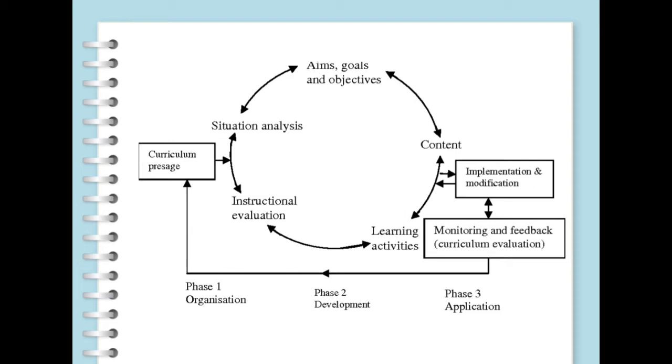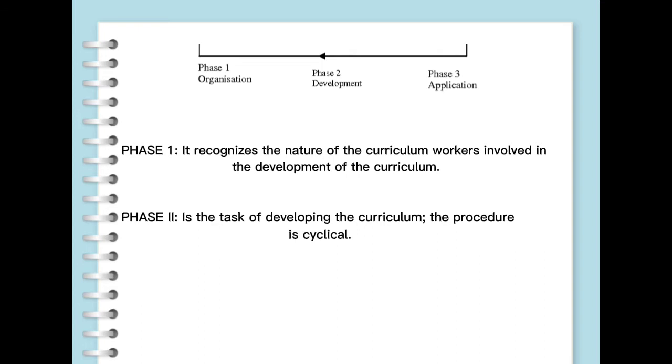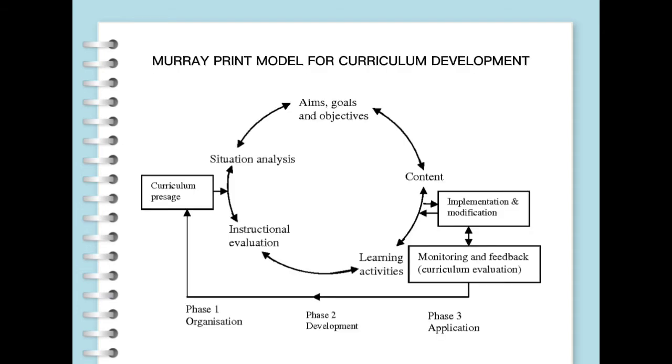Phase 1, the organization, recognizes the nature of the curriculum worker involved in the development of the curriculum. Phase 2, which is development, is the task of developing the curriculum. The procedure is cyclical. And phase 3, application, which includes the actual application. So dear listeners, take a look at this model. Since the Print model is prescriptive and rational, the model starts with identifying the aims, goals, and objectives.